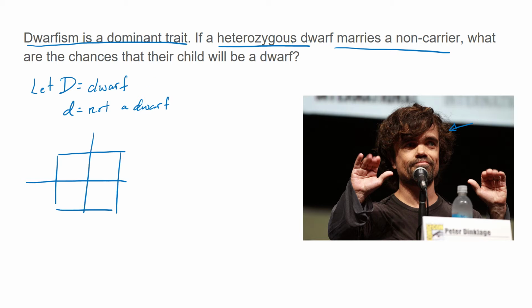So let's figure out what the parents are. One parent is a heterozygote dwarf. Heterozygote means big D, little d. And then a non-carrier. That means this person does not have a single allele for being a dwarf. They don't have a big D in their genotype. Then they must be little d, right? Does that make sense? So one parent is big D, little d. The other is little d, little d.